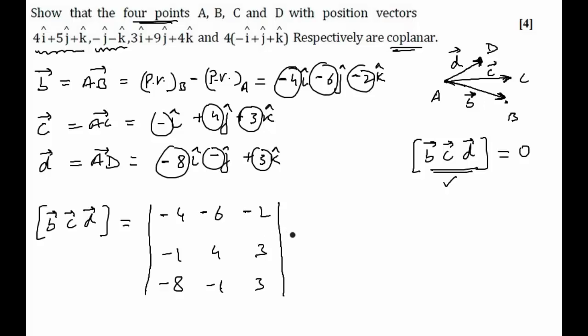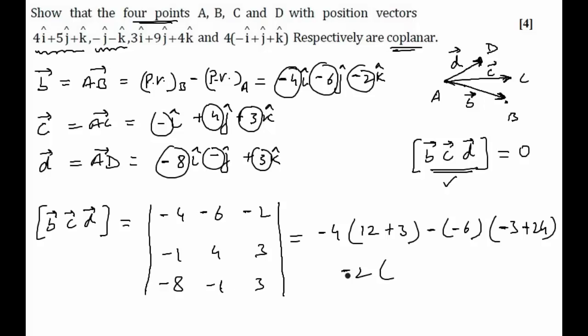So let us just directly open this. Let us just open this along the row 1. Okay, so I will get what? I will get minus 4 into (4 into 3, 12, minus minus 3, which is actually plus 3). Then minus of minus 6 into (minus 1 into 3, minus 3, and minus of minus 24, which is plus 24), right? Then minus 2 into (minus 1 plus 32). Just simplify this value and you will get the value of box b, c, d.